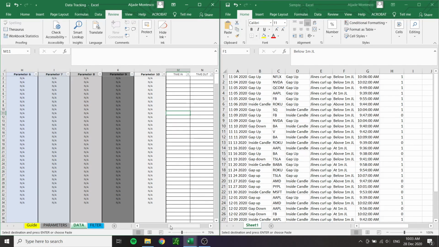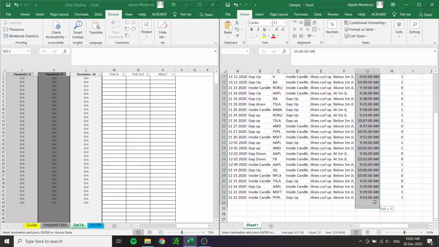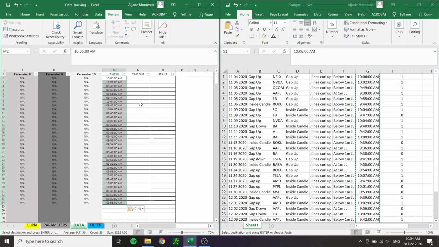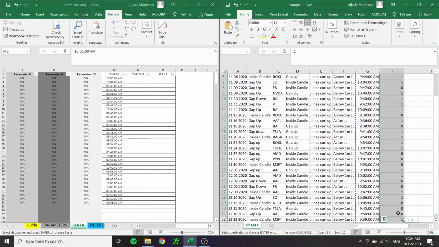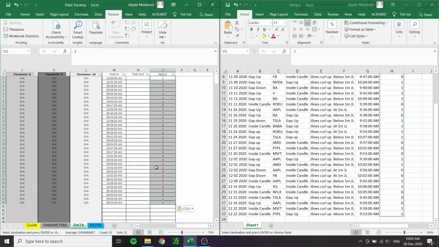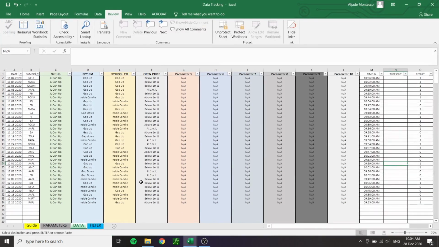Then we proceed with the time in, time out, and the result. Personally, I don't use the time out. I have only tracked the time in so that I will know statistically what time this setup shows up. And then 1 for a winning trade and 0 for a losing trade. Okay, so we have that out of the way. Our data is now set. We can now proceed with the filtering.